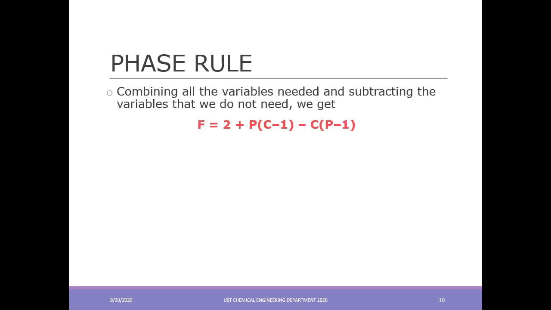Combining all the intensive variables, pressure, temperature, and mole fractions, and subtracting the mole fractions that we no longer need, we arrive at an equation for the degrees of freedom: F is equal to 2 for pressure and temperature, plus P times (C minus 1) for the total number of mole fractions, minus C times (P minus 1) for the number of mole fractions we don't need to specify. Simplifying, we get the phase rule equation: F = C - P + 2. We can now use this equation to determine the degrees of freedom for different systems.